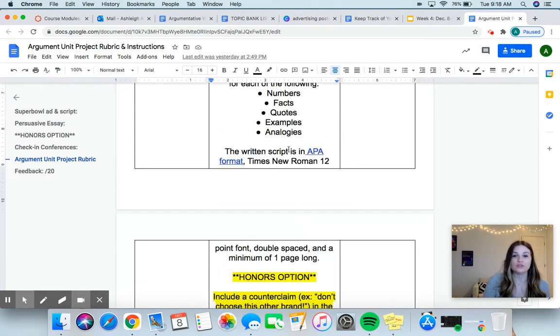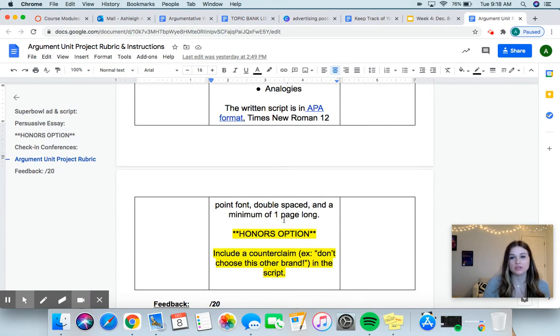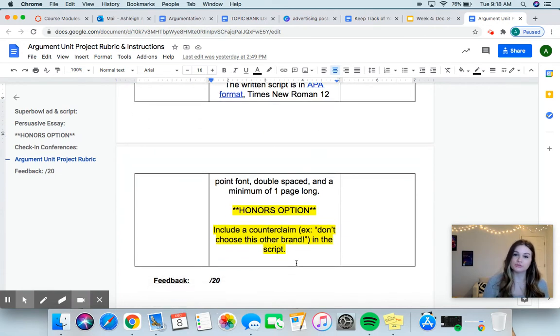And then again, the written script is going to be same format, APA, and it'll be a minimum of 1 page long. For the honors option for this advertisement, the Super Bowl one, you are going to include a counterclaim in the script. You could include it in your video or your magazine 1-pager, kind of like Verizon didn't tell you that one commercial we watched. But it needs to definitely be in the script. Example, don't choose this other brand. You shouldn't stick with these guys. You should be our customer. Something like that, okay? A counterclaim.